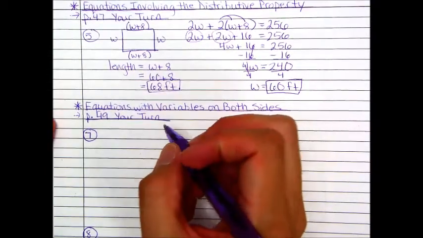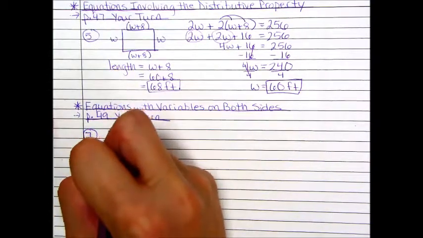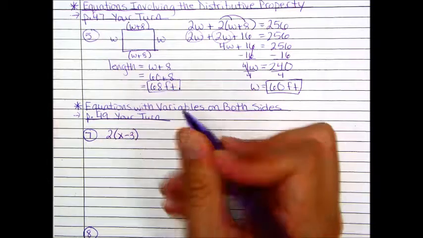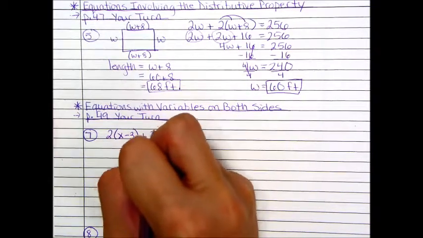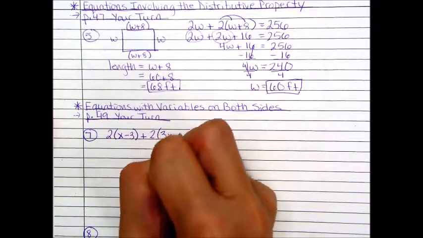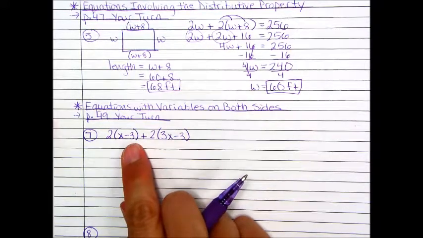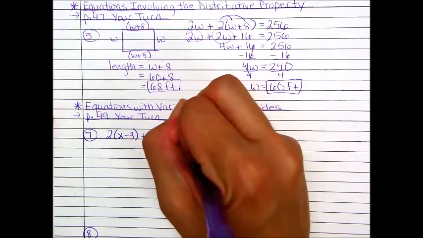So in our rectangle, we had two sides that were x minus 3 feet long, plus we had two sides that were 3x minus 3 feet long. So this side represents the rectangle.